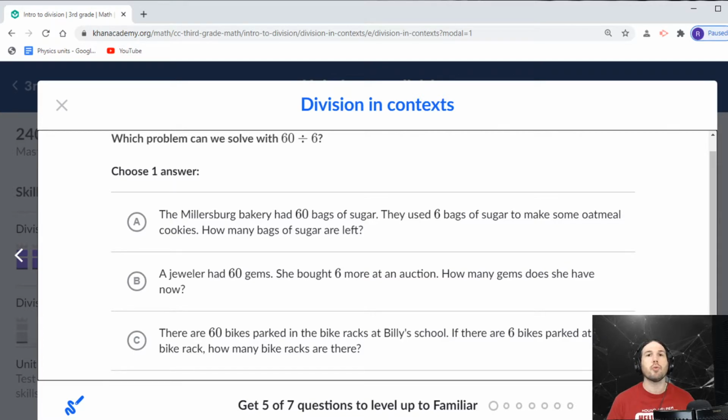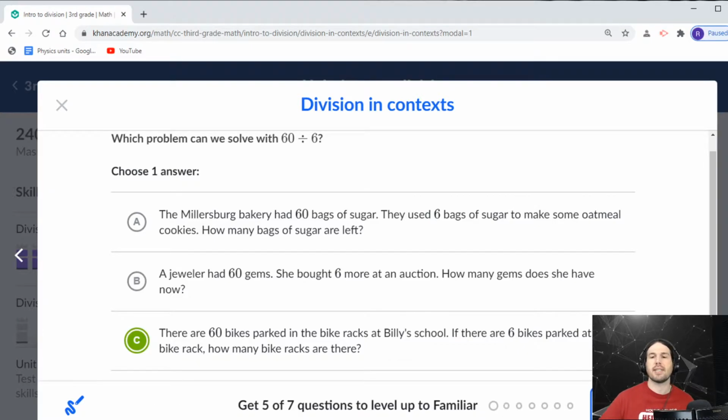Divided by usually means either finding out how many are going to be in each equal group or how many groups there are going to be. Almost always, not always, but almost always. There are 60 bikes parked at the bike rack at Billy's school. If there are 6 bikes parked at each bike rack, how many bike racks are there? How many groups are there if each of them has 6? That's division. And yes, of course, the answer is 10.